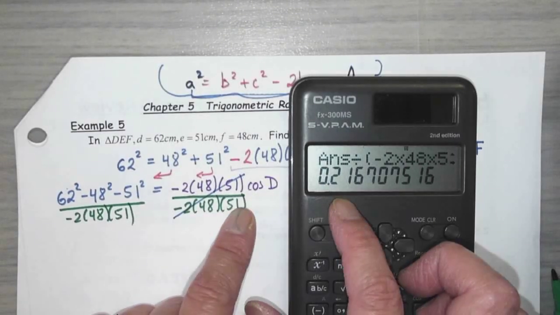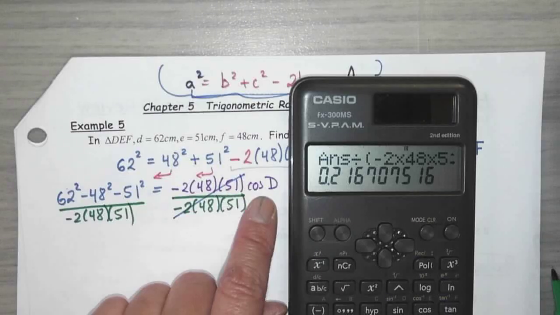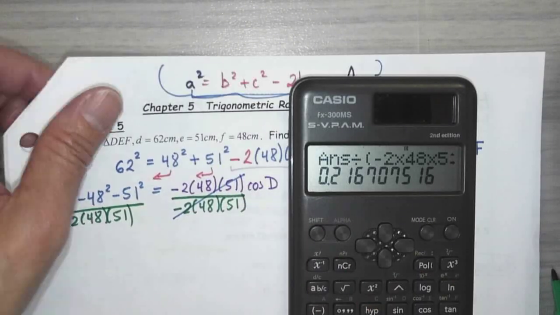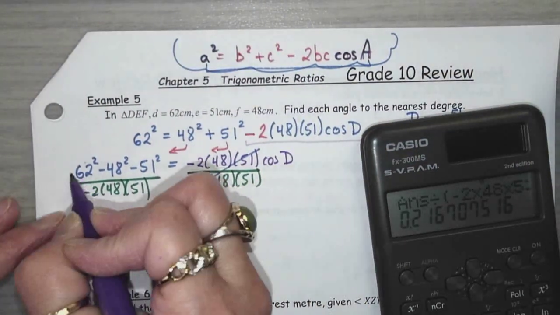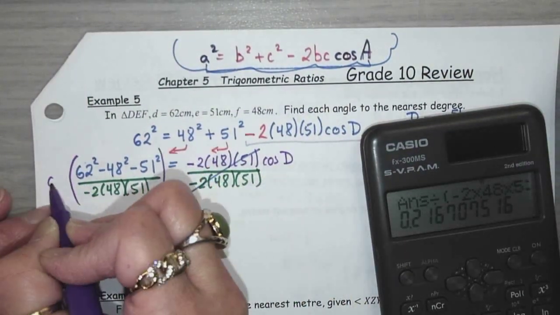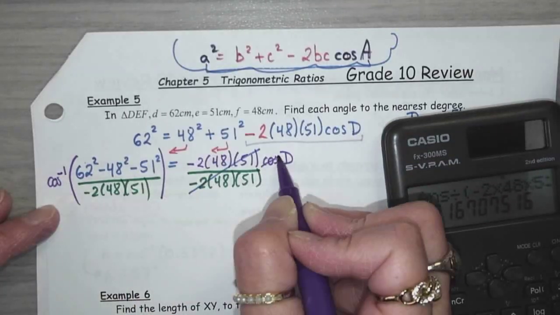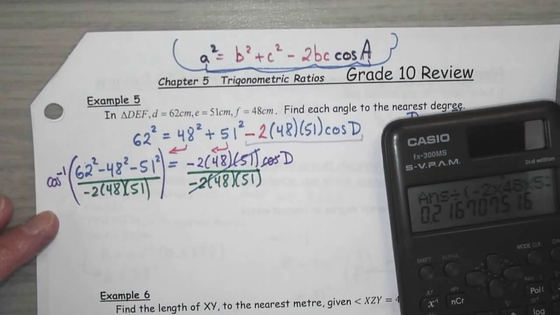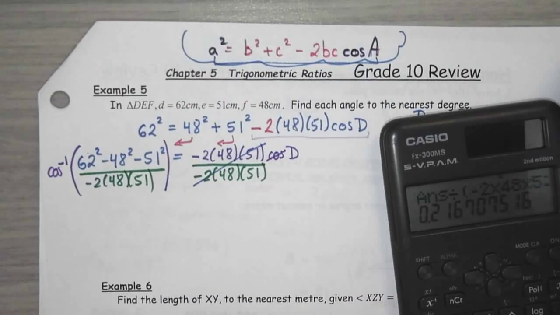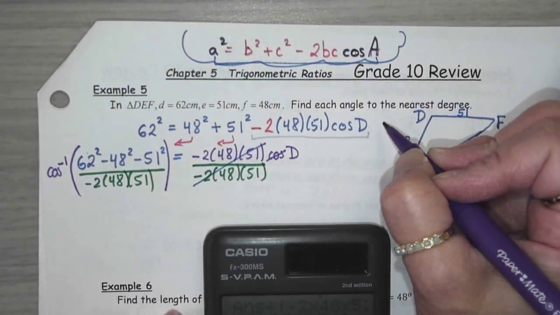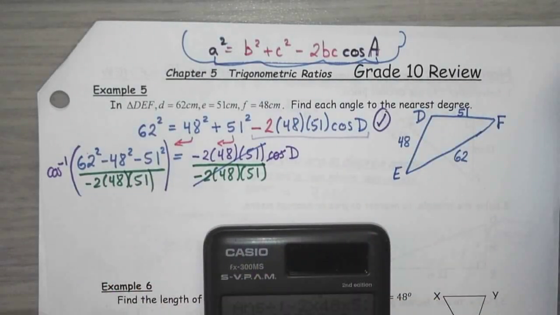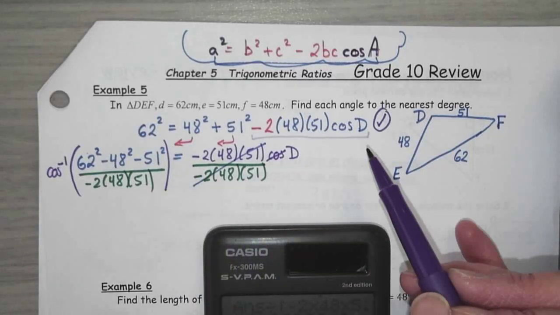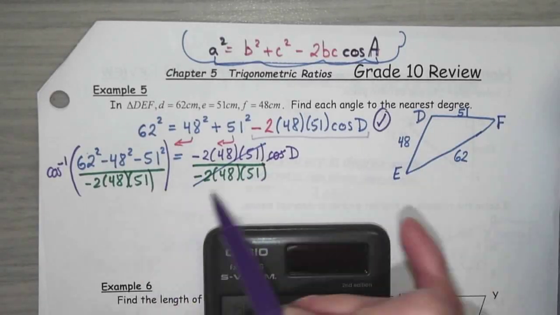That is not my angle. That is my cos D. If you want the angle, I do shift. So what I'm doing here is I grab the whole thing and I do inverse. That gets rid of the cos. Again, you don't have to show me in the steps. Last class we were talking about the steps. All I need is this step here, the formula filled in. That formula there.